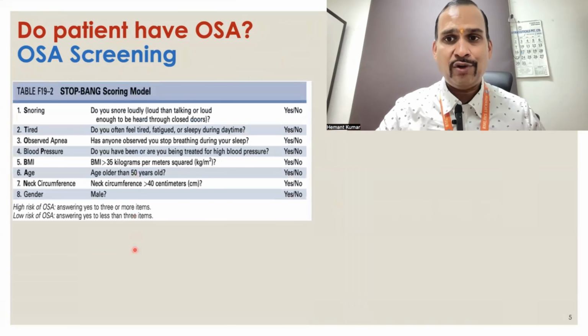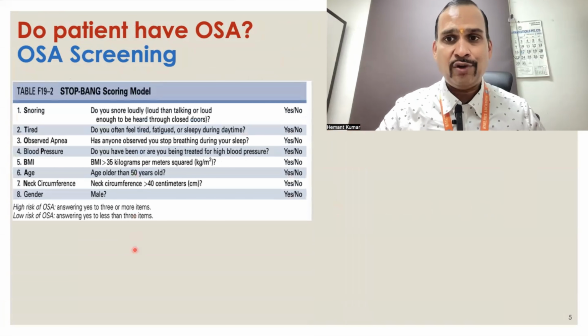Okay. This is an example. In this, you can find this K complex. This is a sleep spindle. This is N2 sleep of non-REM sleep. And in this, this is EOG. You can find rapid eye movement. So don't worry, I'll discuss in detail in the lecture on scoring, how to score sleep, how to score apnea and hypopnea. But in this, you can find rapid eye movement. This is REM sleep.